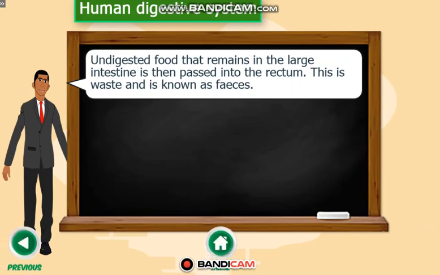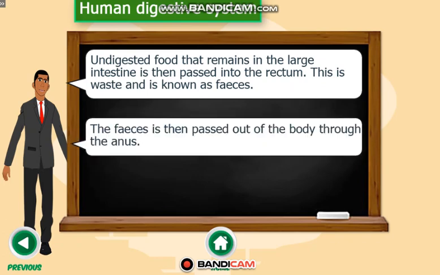Undigested food that remains in the large intestine is then passed into the rectum. This is waste and is known as feces. The feces is then passed out of the body through the anus.